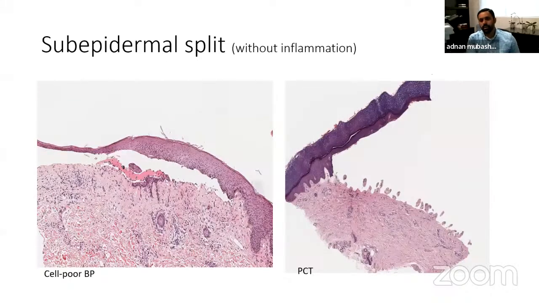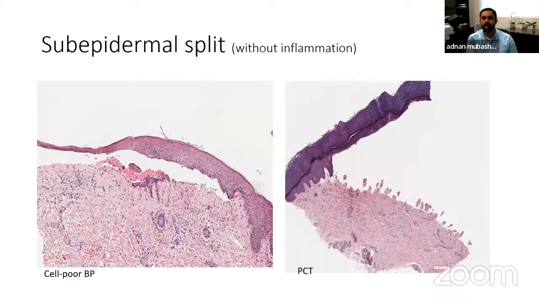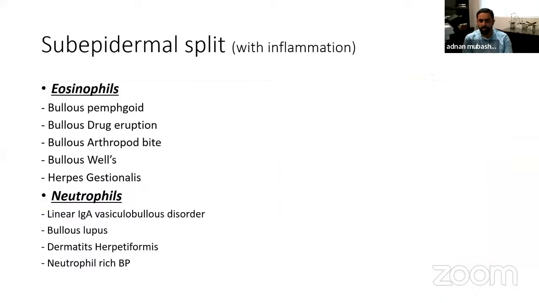So those were intraepidermal splits. As opposed to that, you have subepidermal split. Now the split is between epidermis and dermis. There is clinically a bulla, but now it's deeper than the other entities. It's below the epidermis. And then again, the differential diagnosis based off of where the split is will be totally different. It will be bullous pemphigoid versus porphyria cutanea tarda.